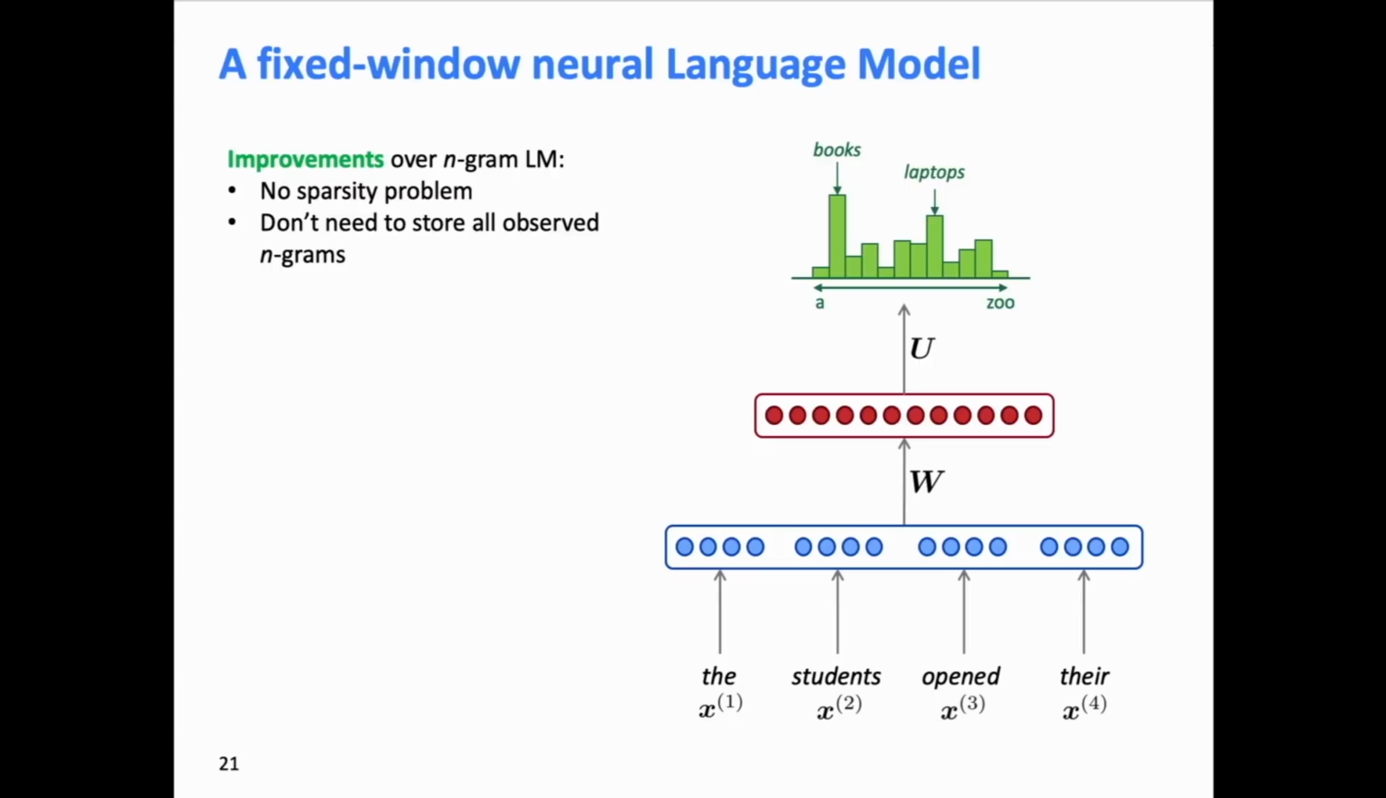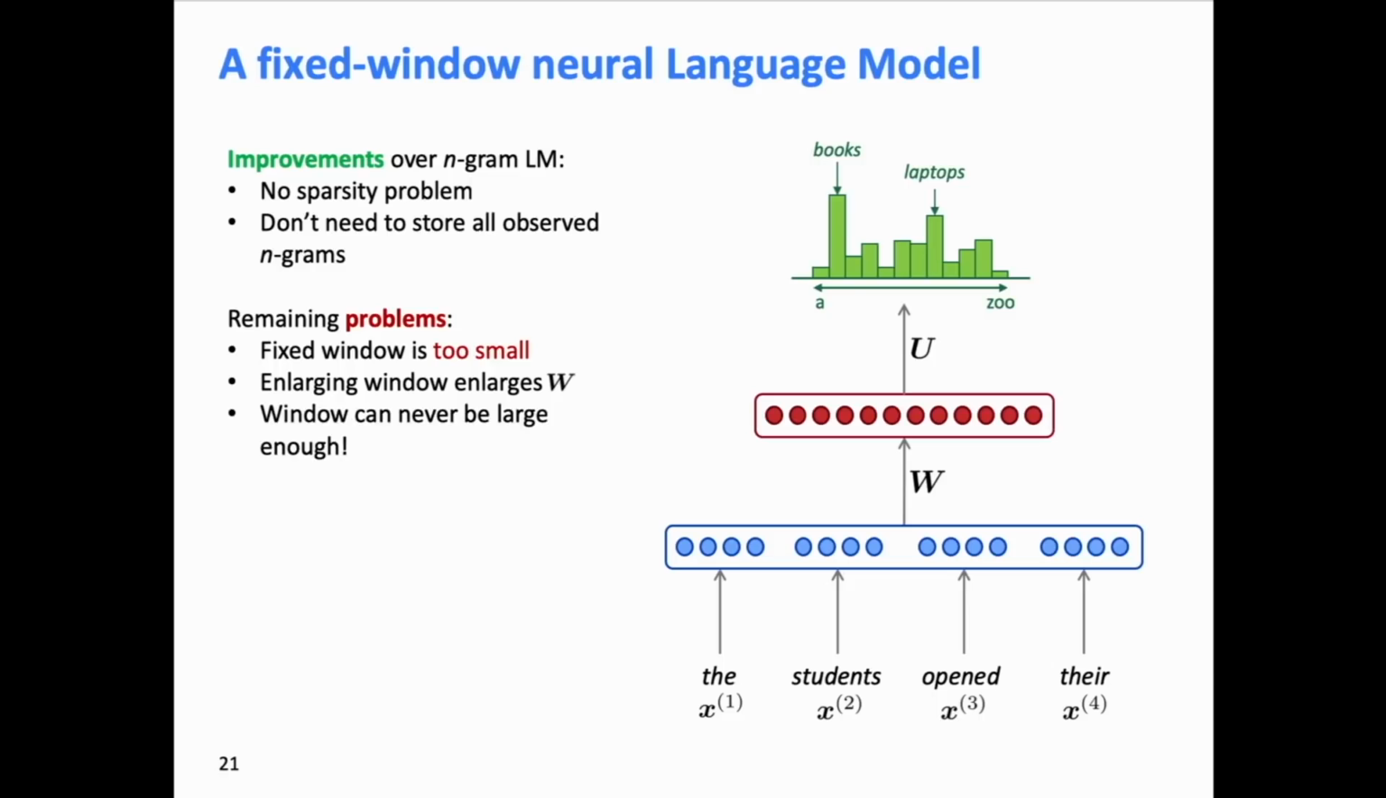But there are quite a lot of problems with this fixed window language model. So here are some remaining problems. One is that your fixed window is probably too small. No matter how big you make your fixed window, you're probably going to be losing some kind of useful context that you would want to use sometimes. And in fact, if you try to enlarge the window size, then you also have to enlarge the size of your weight matrix W. So the width of W, because you're multiplying it by E, which is the concatenation of your word embeddings, grows as you increase the size of your window. So in conclusion, really, your window can never be large enough.